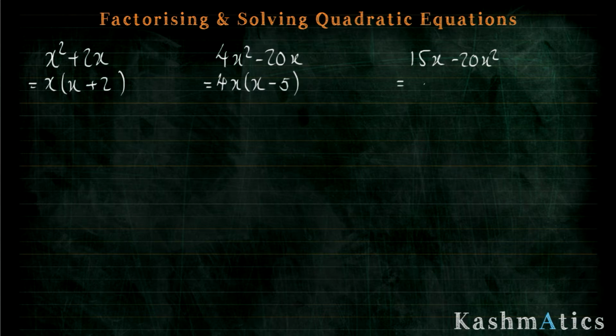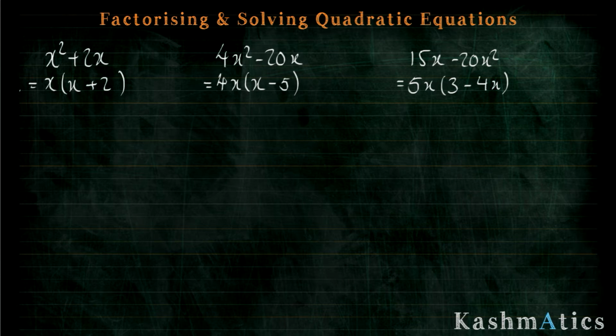And the last one, very similar, the common factor is 5x, and hopefully you can see that. And I need a 3 to make the 15x and a minus 4x to make the minus 20x squared, because 5 times 4 is 20, x times x is x squared. So that's how you'd factorize these expressions.